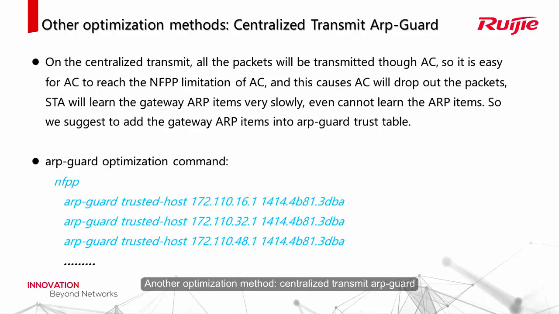Another optimization method, centralized transmit ARP guard. We all know during the centralized transmit, all the packets are transmitting via AC, so it's easy to reach an FPP limitation of AC. Upon the number reaches AC limitation, AC will drop the packets. It will cause STA non-gateway ARP items very slowly, even cannot learn ARP items. So at this time, we suggest to add gateway items into ARP guard trust table, and the commands are shown in the slide.